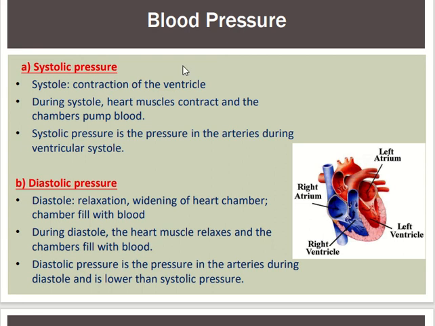So the first one is systolic pressure. Systolic pressure is the contraction of the ventricle, meaning it will contract so that it will push out the blood. So during systole, or contraction of the ventricle, the heart muscle will contract and the chamber will pump out the blood. Meanwhile, diastolic pressure is when the heart chamber widens and relaxes, so it will fill with blood. They relax so that they can receive lots of blood from the lung and also from the other organs inside our body.